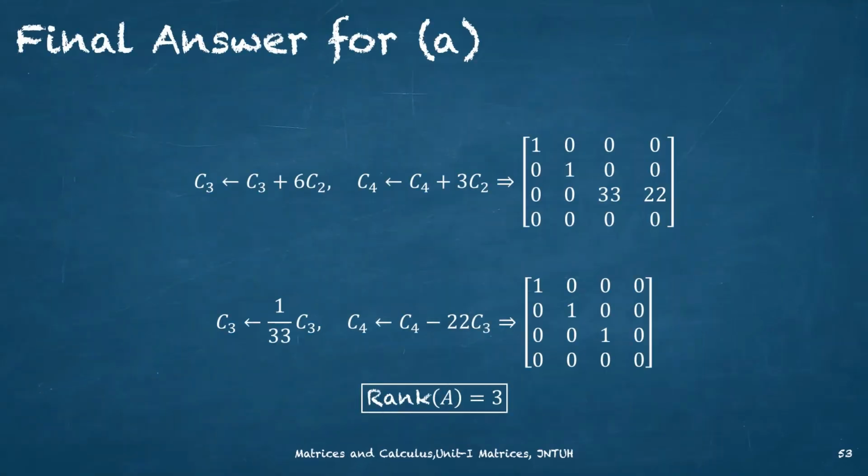Final answer for A. To finalize the normal form, we apply column operations. First, add 6 times column 2 to column 3, and add 3 times column 2 to column 4. This simplifies the matrix, so that columns 3 and 4 have zeros in the first 2 rows. Next, we normalize column 3 by dividing it by 33, making the pivot equal to 1. Then subtract 22 times column 3 from column 4 to make the entry in column 4, row 3, 0. After these operations, the matrix becomes nearly diagonal, with 3 leading 1s and 1 zero row. Therefore, the rank of matrix A is 3.